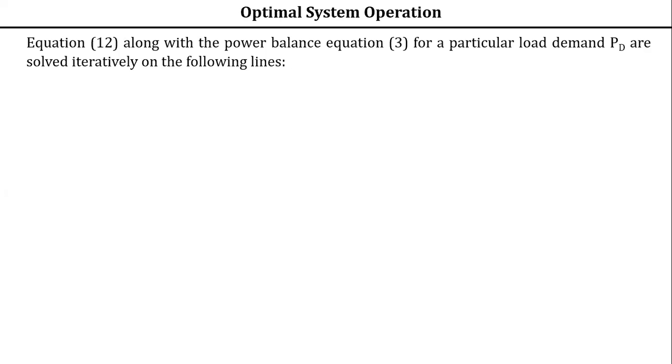So what is the algorithm that we have to use? First thing is we have to assume the lambda. What is lambda? It is your incremental cost. Lambda is equal to dCi by dPGi. That is the incremental fuel cost. So assume first lambda is equal to lambda naught. Understood?